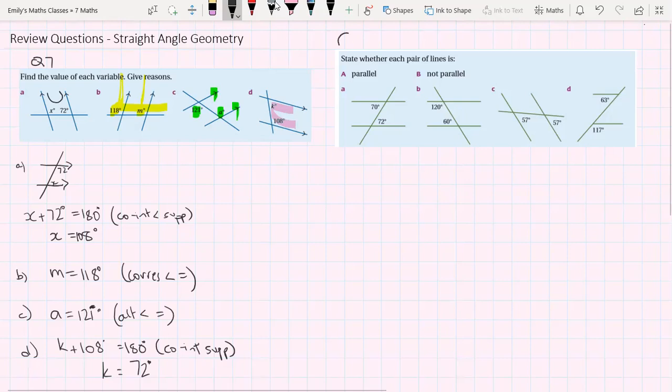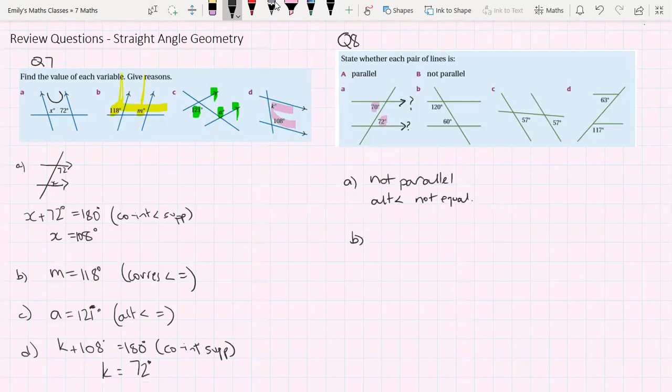Okay, that's question 7. Now let's do question 8. This is turning the questions around. Are these lines parallel? So the question is, is this line parallel to this line? Well, what happens in parallel lines? Alternate angles are equal. Now they are alternate angles, those two angles. Are they equal? No. So we can say for question A, not parallel, alternate, not equal.